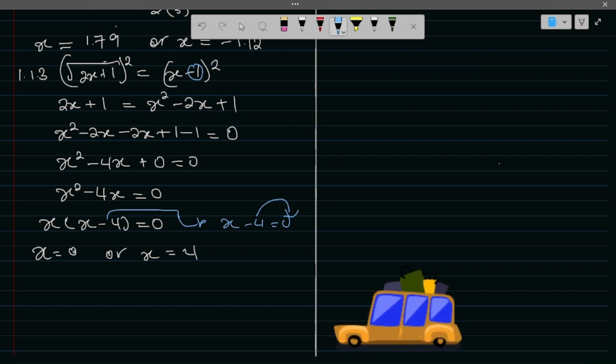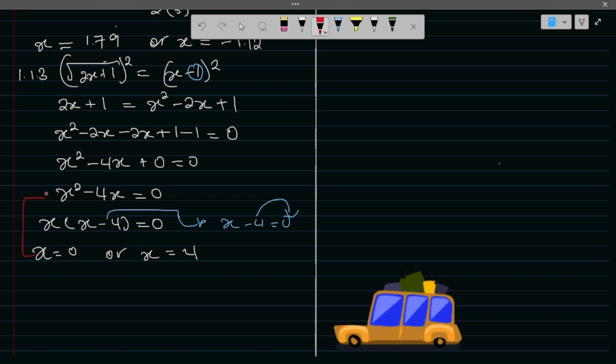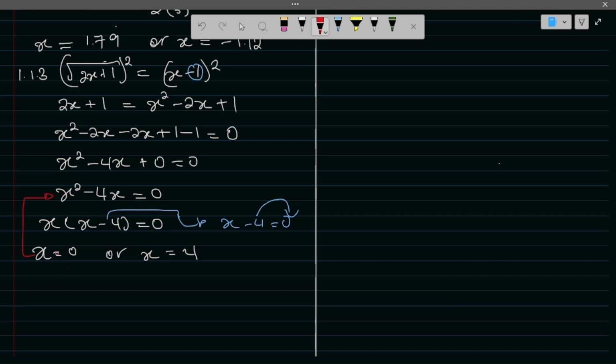So if x is 0 here, if we substitute the values of x into this equation, right? It's going to be 0, so this one is correct. And then if we take 4, it's going to be 4 squared, which is 16, and then minus 4 times 4, which is minus 16, which is going to be 0. So they are both okay, guys. They both satisfy the equation.